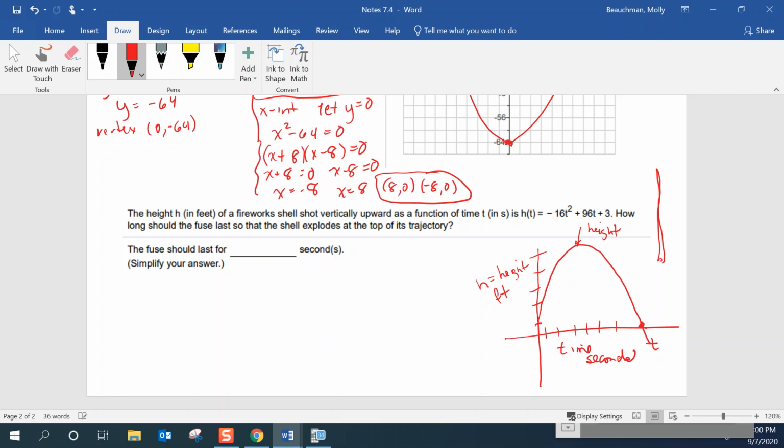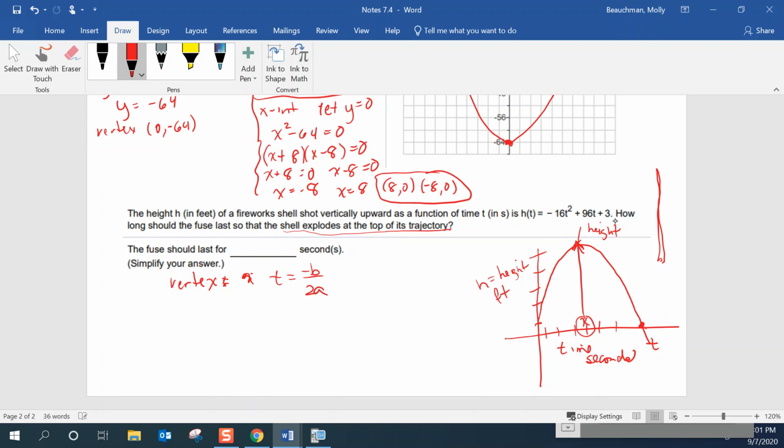So what the question is asking is how long should the fuse last so the shell explodes at the top of its trajectory? So what it's really asking is, at the top of the trajectory at maximum height, what is the time? So we're looking for the x value on how long it takes to get to the top. So the maximum height is the vertex. So what we're really looking for is the vertex of this particular parabola. And the vertex, in this case, it's the t, time in seconds. So let me get my variables right. Time is equal to negative b over 2a is how long it takes to get to the maximum.